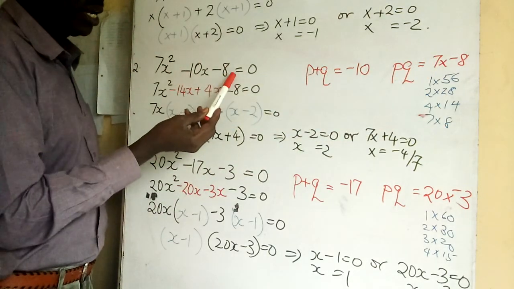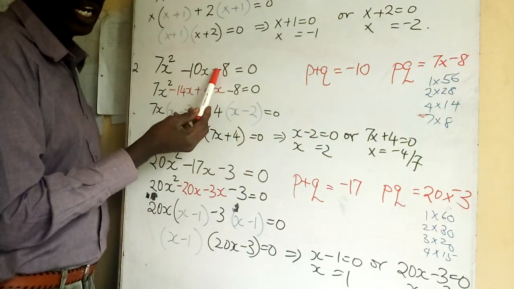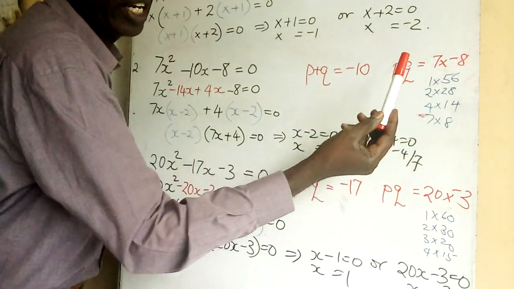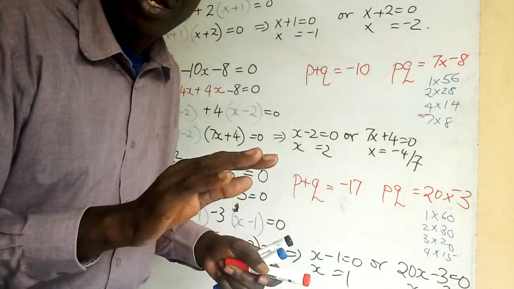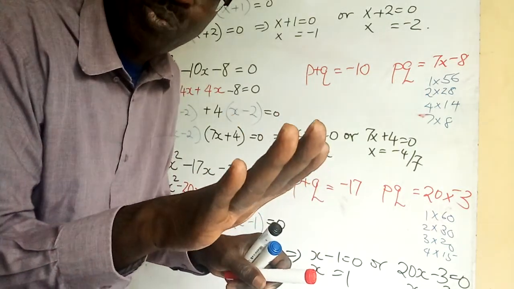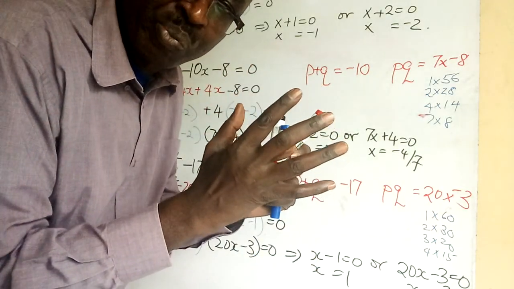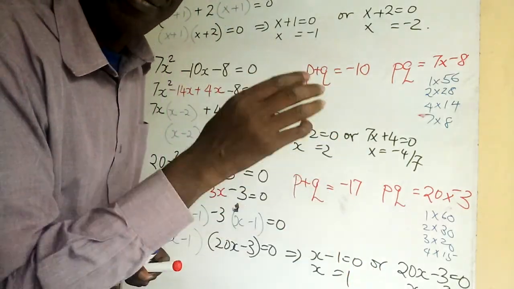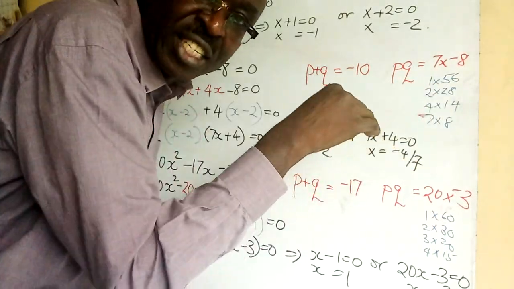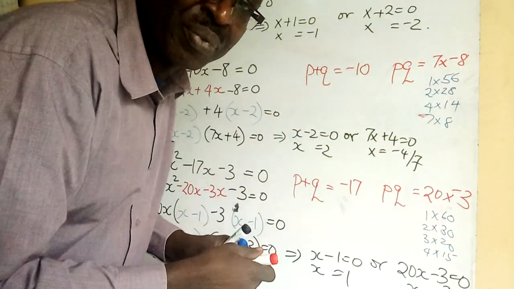Then multiply by the constant with its sign. The constant is negative 8. So that basically gives me negative 56. But don't worry about the negative at this point. The product is 56. Break down 56 into its factors.